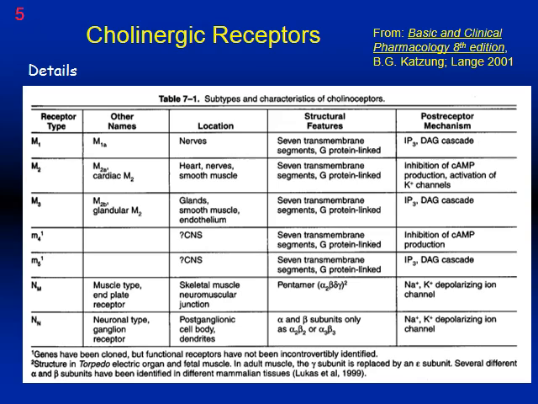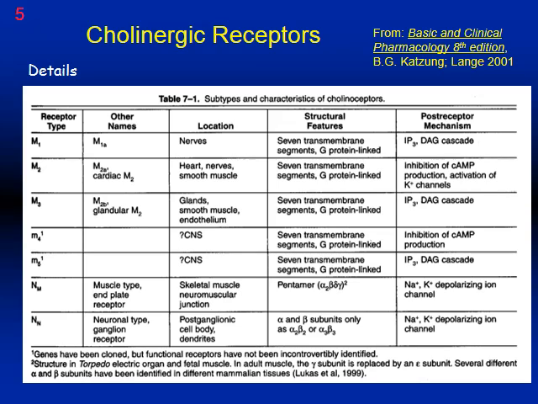But M1, M2, M3 are the receptors we focus on thus far. We're not going to talk about their other names. Don't worry about that. The location we've already mentioned for most of these. We've already talked about the fact they're G-protein coupled receptors, and we've already talked about the second messengers to which we see changes associated with them. So there's nothing really new here.